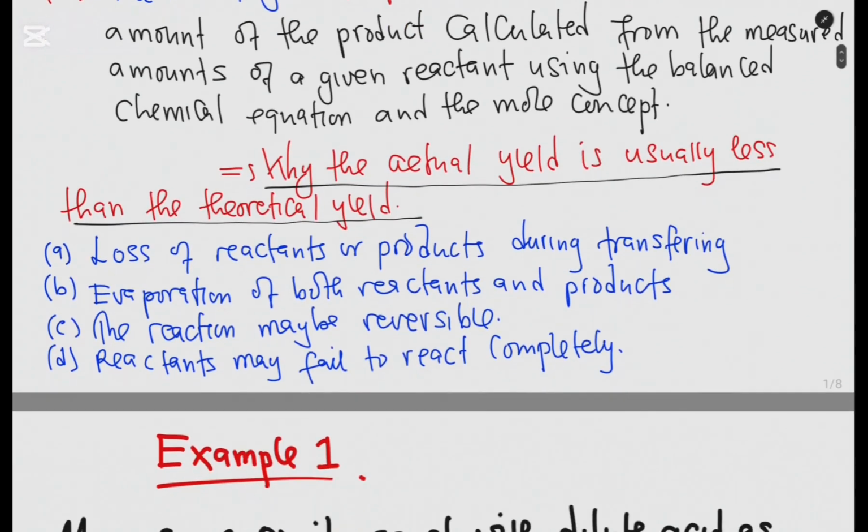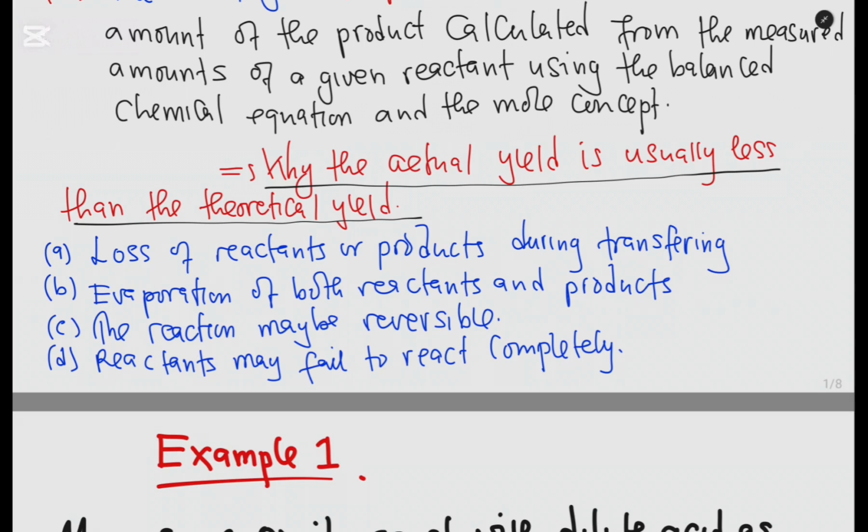As you are preparing to do the reaction, of course there's transfer of reactants. So one of the reasons is loss of reactants or product during transferring. You might lose some products or reactants when transferring from one vessel to another. That is one of the reasons why the actual yield is less than the theoretical yield. Then B, evaporation of reactants or products. Some products are volatile, they might evaporate, and hence it affects the amount of the actual yield.